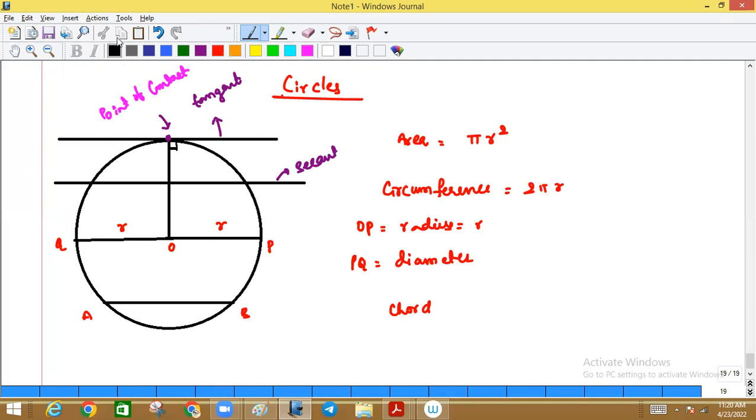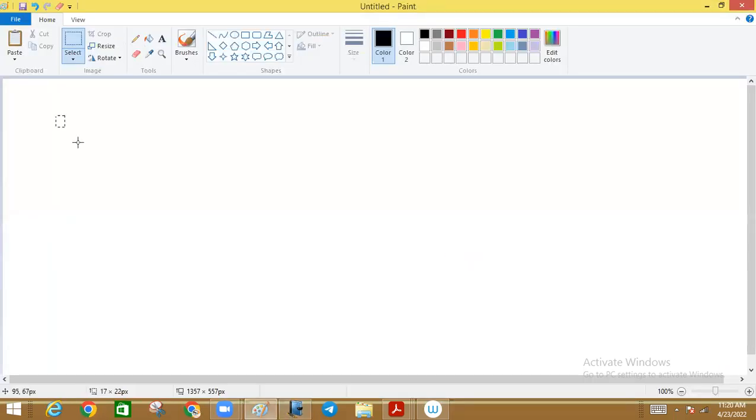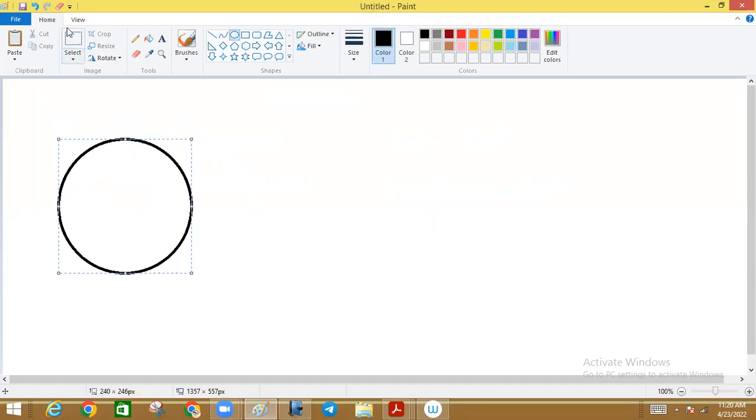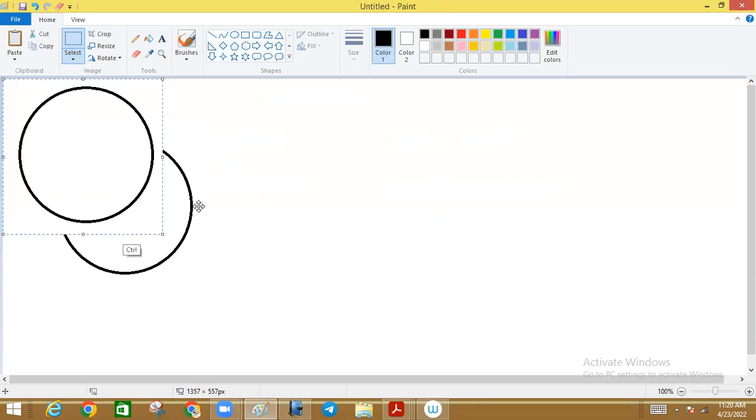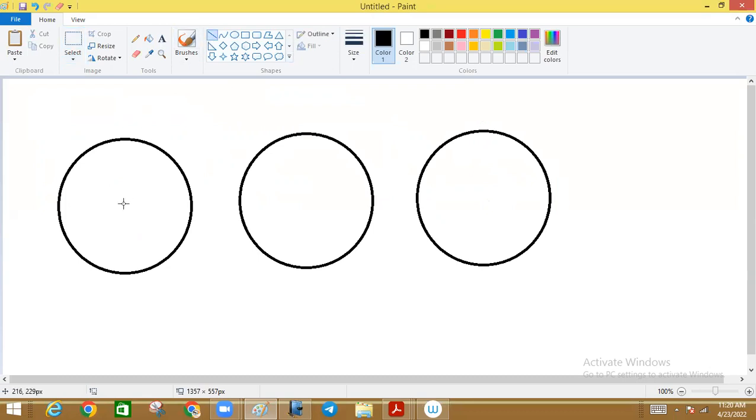Now, see, if you cut a circle from the center, you call it a sector of a circle. If you cut a circle by using a chord of a circle, it is called a segment. If you cut a circle by using two points, it is called an arc. What is this? This is a sector. Understand the sector, segment, and arc.